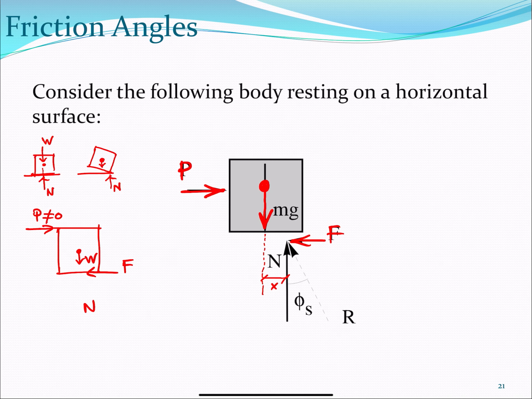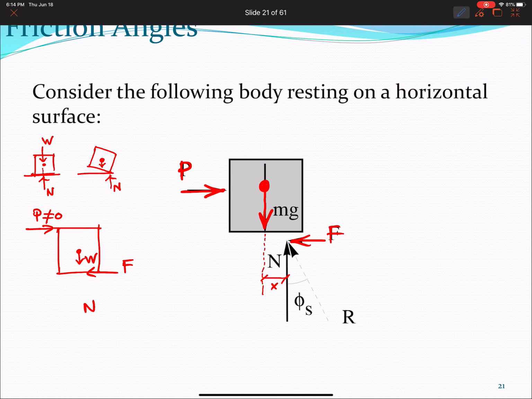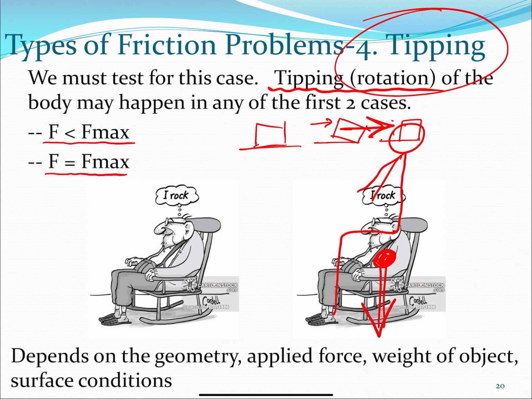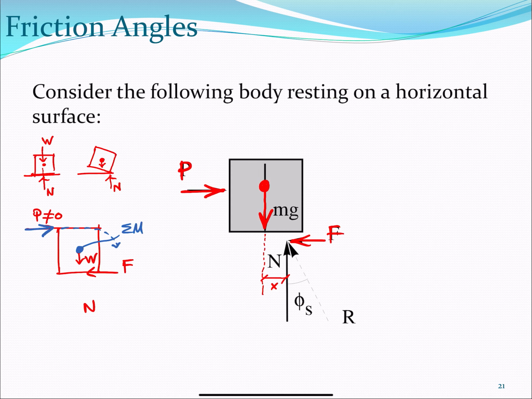let me just go back here. If you think of a point to do calculations about, if you take moments about the center of the box, you will find that the load P has a moment which is clockwise on the body. The weight causes no moment because we are taking moments at the point through which the weight passes. The friction force creates a moment about the center of the body, which is also clockwise.